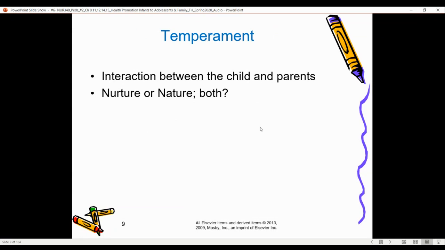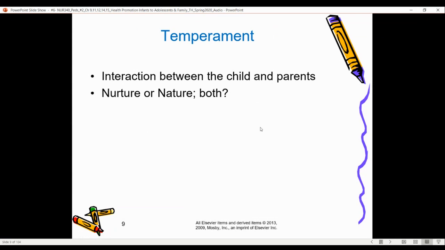There are three. So one's easygoing. These are the kids that do really well in most situations. They don't really need rigid routines. They can bounce from activity to activity fairly easily. Then we have difficult temperament kids. These are the kids that do need routines. They do better with routines. They don't do well with change.